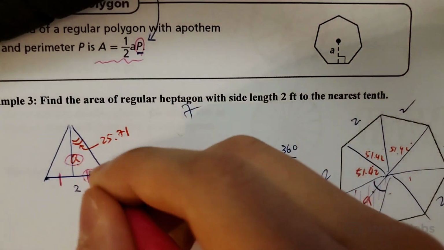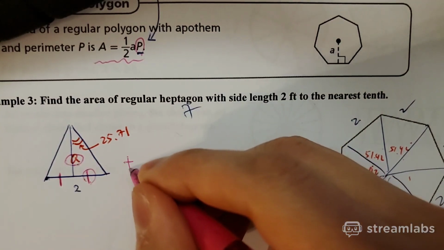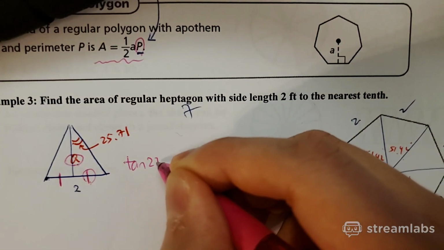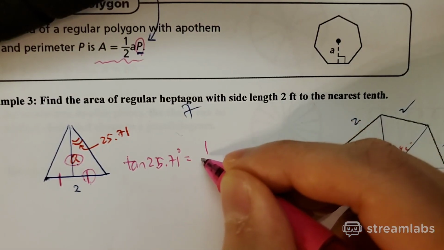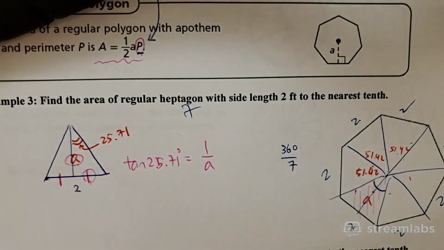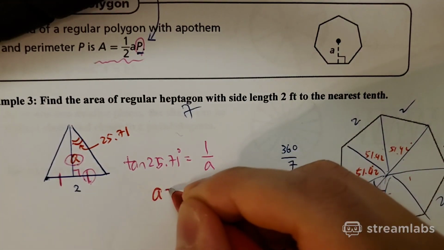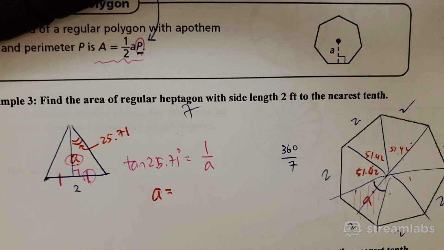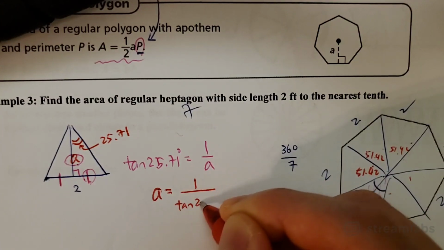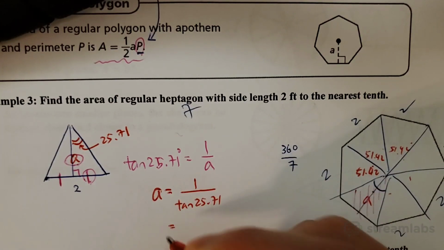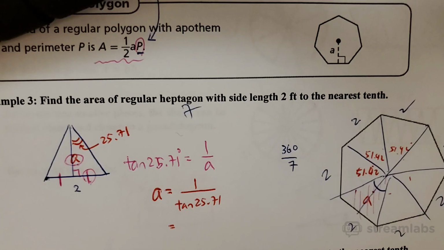Tangent, right? Opposite over adjacent. So tangent 25.71 degrees is equal to 1 over a, right? Opposite over adjacent. So a will be 1 over tangent 25.71, which is, what is your apothem?